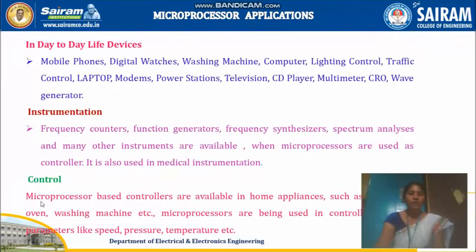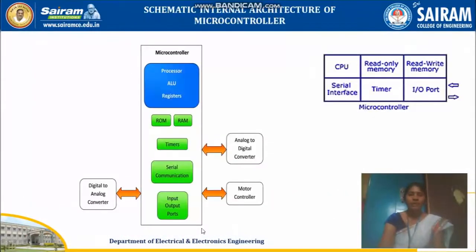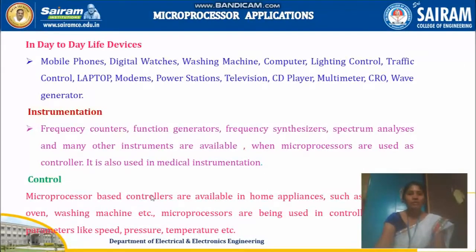Next, control. Microprocessor-based controllers are available in home appliances such as microwave ovens and washing machines. They are used in controlling parameters like speed, pressure, temperature, etc. These are some of the applications of the microprocessor. We have seen what a computer is, the different parts of a computer, how it works, what a processor is, its internal architecture, and how we use the microprocessor in our day-to-day life.